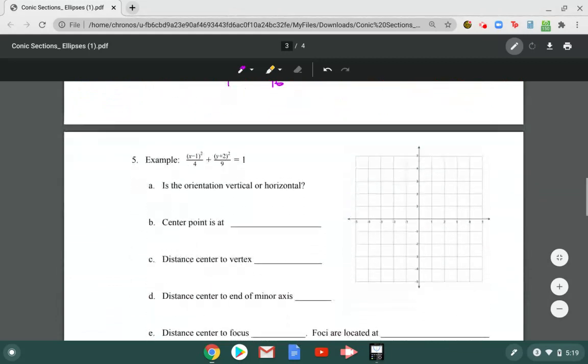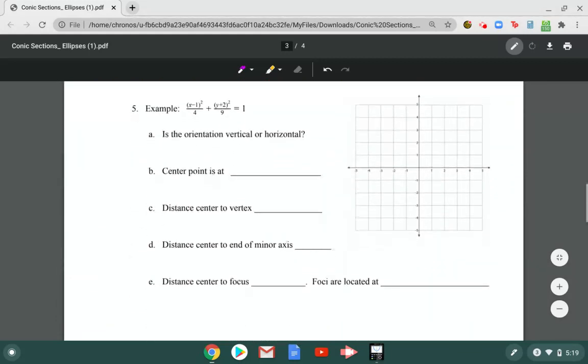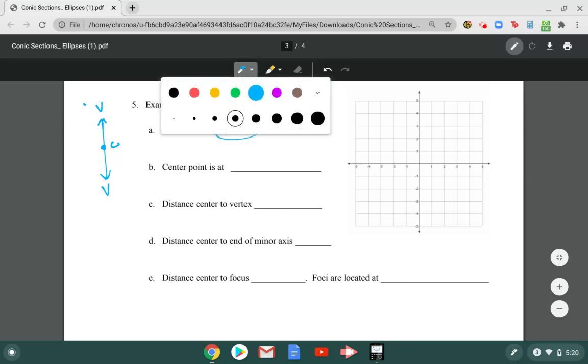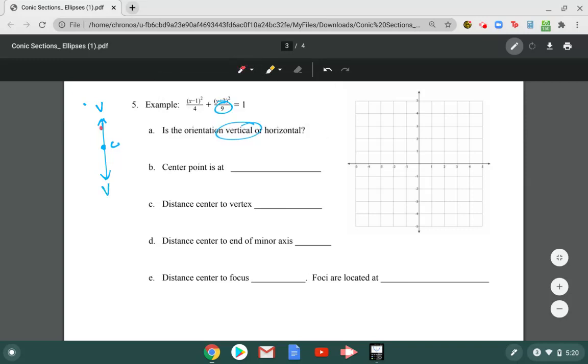Okay, here comes our next one. First of all, orientation, vertical or horizontal. This should be the easiest step. I'm just looking for the bigger denominator. There it is, and it's with the y, so that means it's vertical. So already putting this into action, I've got the center, my vertices, and my foci, even though I don't know exactly where all of these things are all going to be in the vertical direction. Puts a lot of nice things in motion.